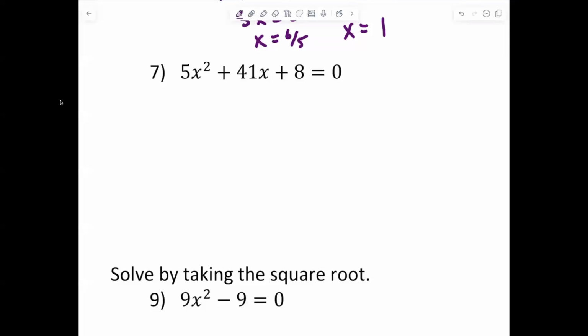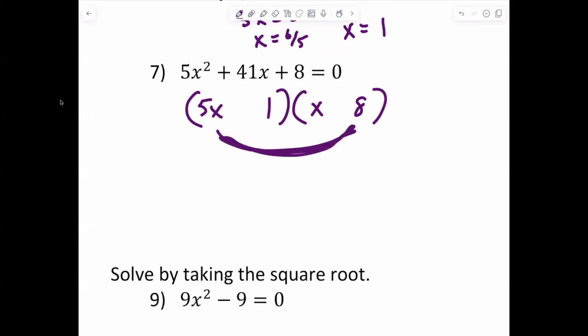All right, so you need two sets of parentheses. The only way to make 5x squared is with what? 5x and x. I'm trying to get to 41. Eight to the right and 1 to the left, because 5 times 8 is what? 40. 1 times x is 1. 40 plus 1 is what? 41. So they're both going to be what? Positive. Come on, that wasn't that hard.